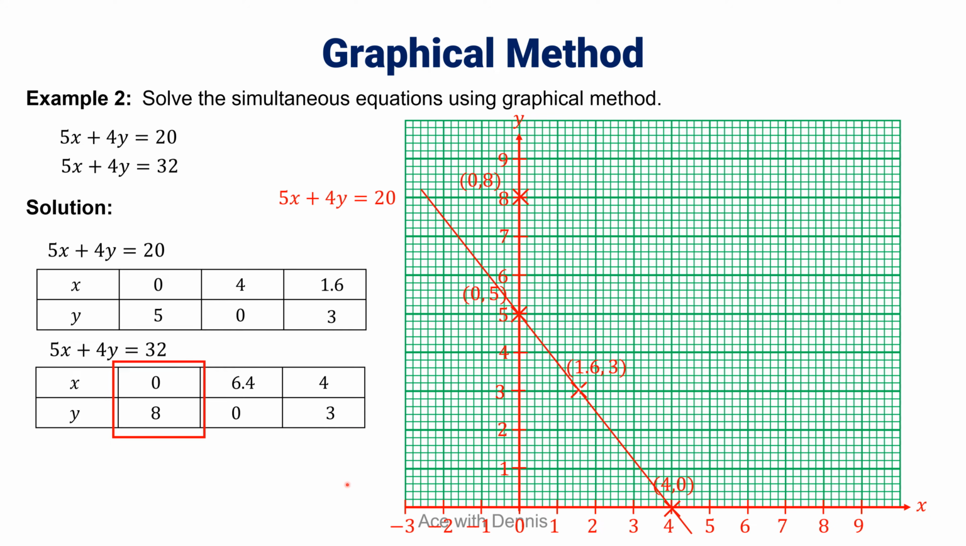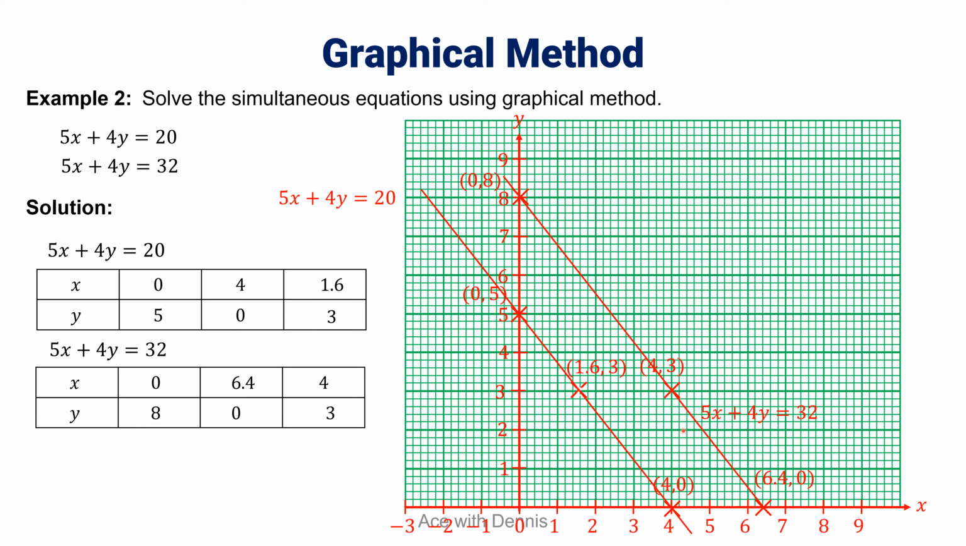Alright, repeat the same process for the second equation. The first point is 0, 8, which is here. Then 6.4, 0, which is here. And 4, 3, which is this point. Take a ruler, draw a straight line. This straight line is the graph of 5x plus 4y equals 32.